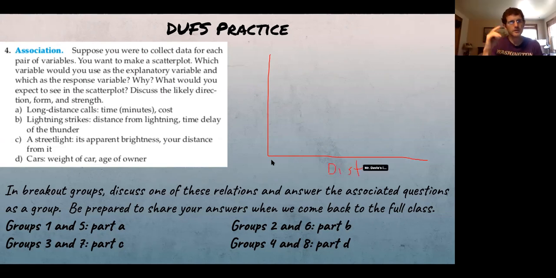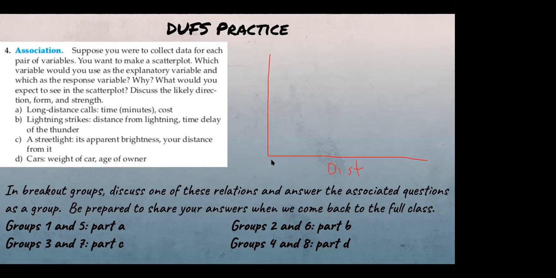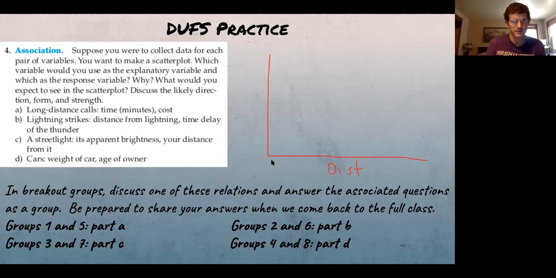Of course, you could flip it, where if you already know there's a mathematical formulation of it, you could figure out your distance based on the brightness. With astronomy, you can figure out your distance from stars based on apparent brightness. But we're thinking of it more on a local level, a street light. So distance, and I'll put B right here for brightness.